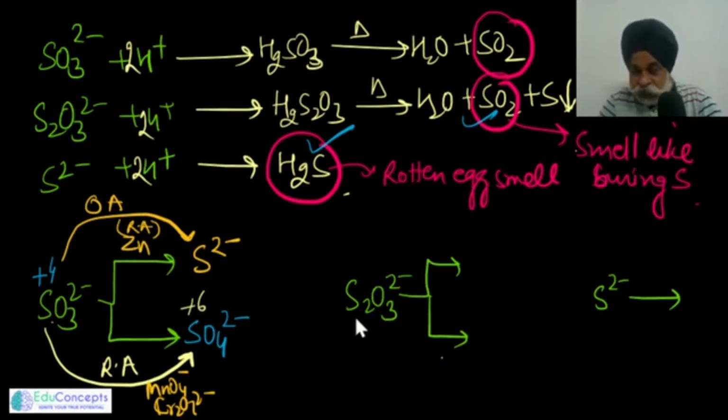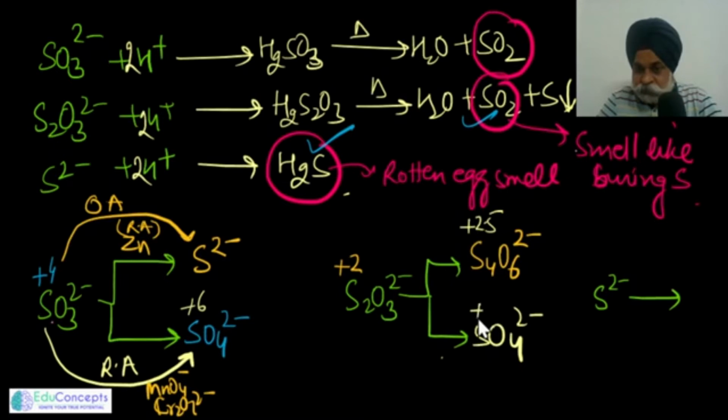But as regards the thiosulfate ion, which has sulfur in the +2 oxidation state, it is primarily seen that it either changes into tetrathionate ion, where sulfur is in the +2.5 oxidation state, or into sulfate ion, where it is in the +6 oxidation state. The first happens in a slightly acidic medium and the second in alkaline medium. So in both cases it is acting as a reducing agent.